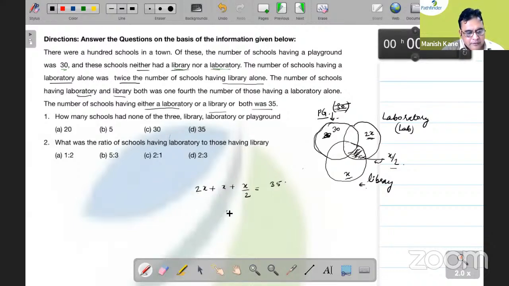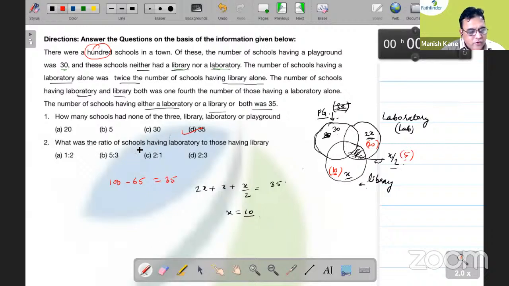And what do you have? x is equal to 10. So which means these values, let me write in terms of x: 10, 20, and this must be 5. Now what is asked? How many schools have none of the three? Now total 100 schools were there. Out of 100, you have 20, 30, 50, 10, 60, and 5. 65 schools have at least one of the three: playground, laboratory, and library. So obviously 35 schools had nothing.